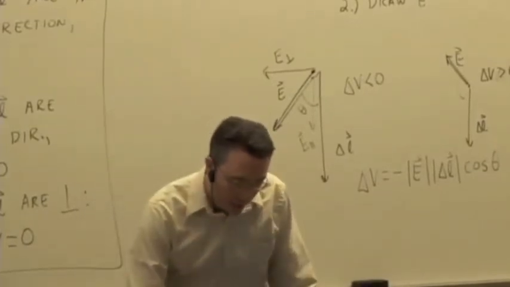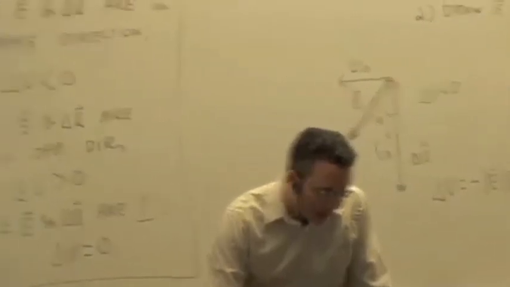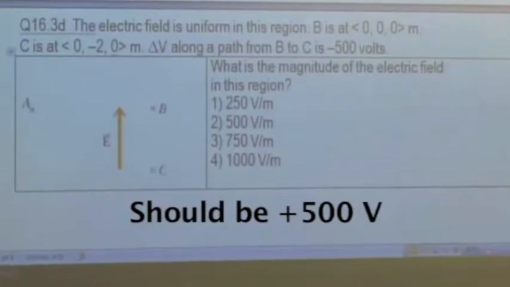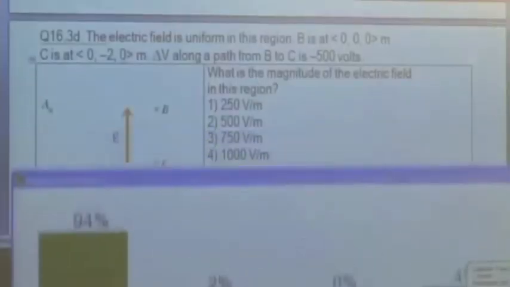Let's try one more just to give us a different twist on things. We'll skip that one. Maybe we'll come back to it later if we have time. We know the potential difference. If we go along a path from B to C, we find that the potential difference is negative 500 volts. What's the magnitude of the electric field? See if you can work it out. You know the position of B, you know the position of C, and you know the potential difference. What's the magnitude of the field? Okay, so 250 volts per meter.